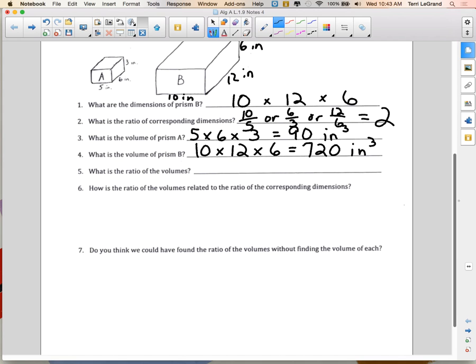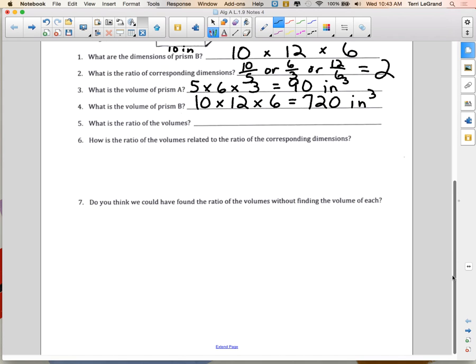Okay, so now we're going to find the ratio of the volumes. What goes upstairs first in a ratio, the original or the new? Always the new. So 720 over 90. And we will simplify that also. Well, first of all, you can cross out the zeros, right? And then you can just say to yourself, what's 72 divided by 9? 8, yeah. So the ratio of the volumes is 8.